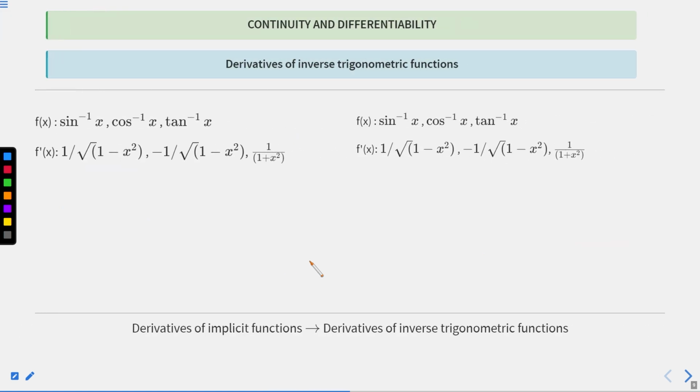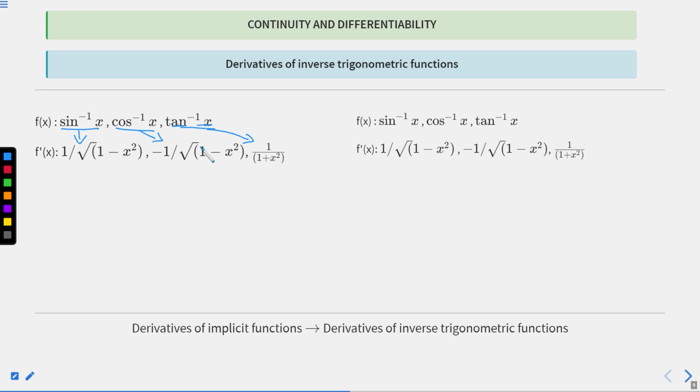Now, for sine inverse x, cos inverse x and tan inverse x, the derivative is already given. How do we know that these are the derivatives? Very simple, let me just tell you verbally. Put sin inverse x equal to y. Okay, so far so good. So sin y is equal to x. Simple.